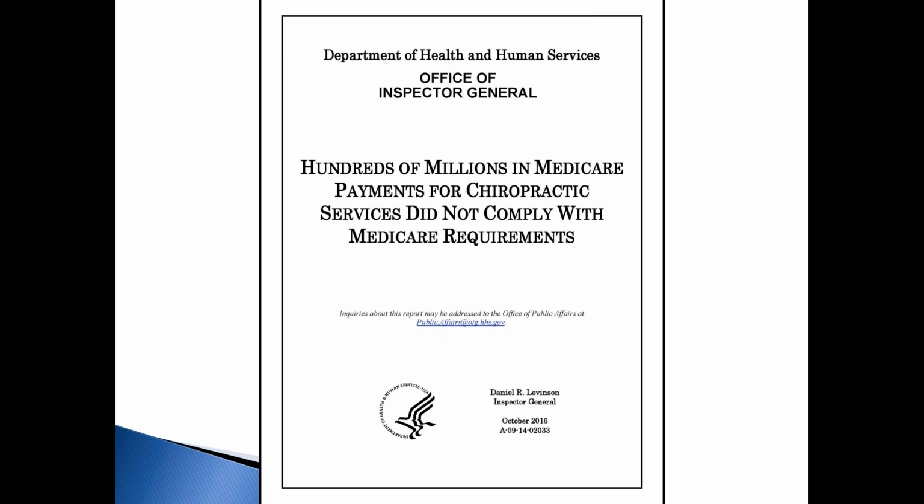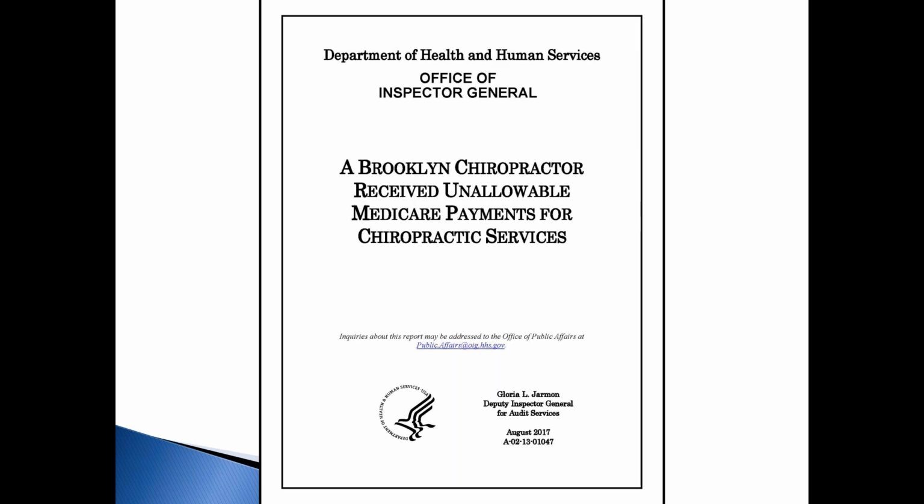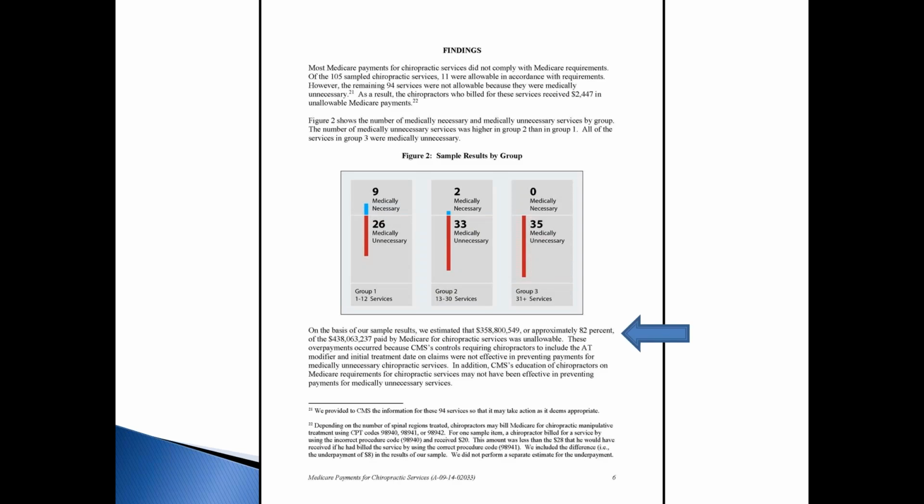This one here from October of 2016 talks about how hundreds of millions of dollars was paid out to chiropractors, according to the Office of Inspector General, inappropriately. These were for services that looked like they were not medically necessary. So there was a deep dive into these. This is another recent one where one particular chiropractor from Brooklyn, New York, received hundreds of thousands of dollars in payments from Medicare that they believe were inappropriate. So there have been all these studies and reports on chiropractic.